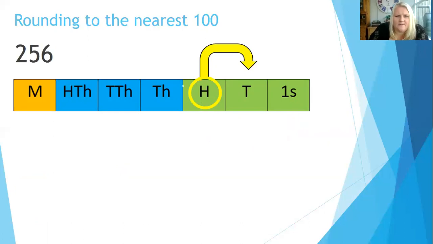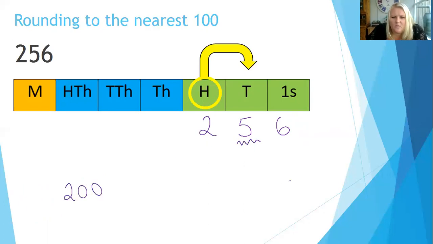Let's try another one together. We've got 256. You can see why a place value grid might help. I've got my special circle and my special arrow, which tells me that I'm looking at this column, and I can underline this digit to help me out. Right, so my hundreds numbers, the options are going to be 200 or 300. I've got 50. What happens with 50? What happens with a 5? 5 rounds up. Well done for remembering that. So we're going to be rounding up to 300.